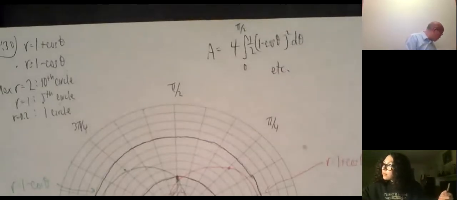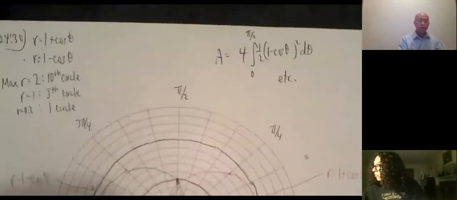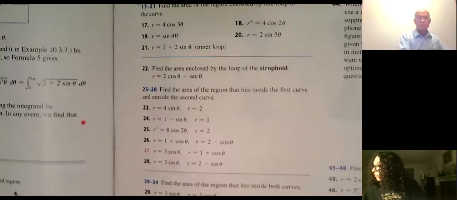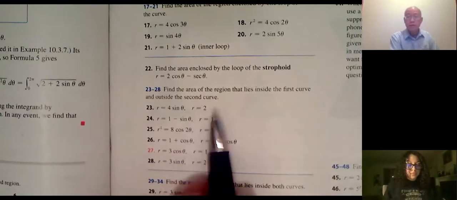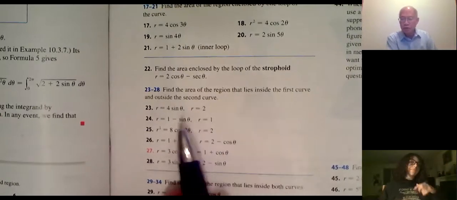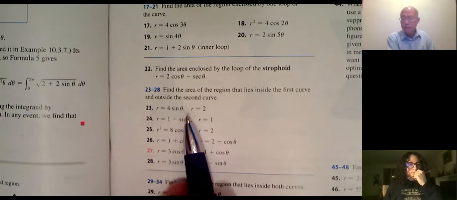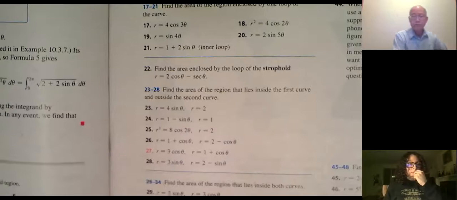Okay, there's another one, 31 star. I'll do that a little bit later, but I want to show you this one. And now I'm going to go back. I know I'm going a little bit out of order here. Okay, what is this? Inside the first curve, outside the second curve. Inside the first, outside the second. How do I do that?